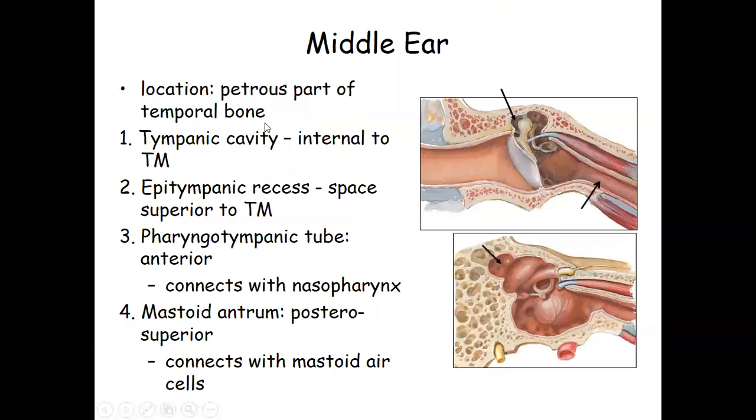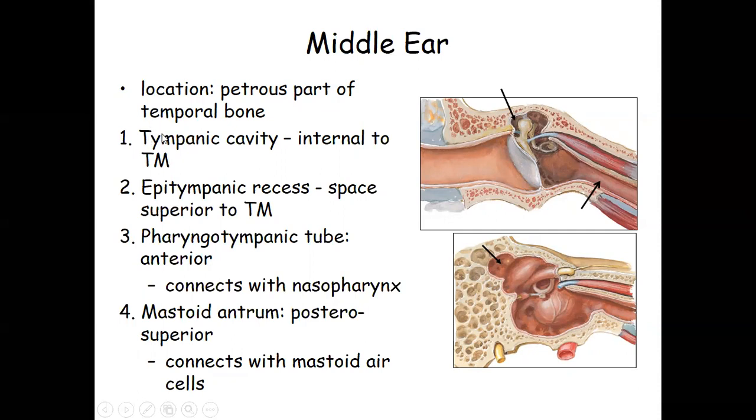Now we're going to move to the middle ear. Just now we discussed the external ear. The middle ear is located inside the petrous part of the temporal bone. The petrous part of the temporal bone is the hardest portion of the temporal bone. I still remember discussing the skull bones before, so I hope you know the location of the petrous part of the temporal bone.